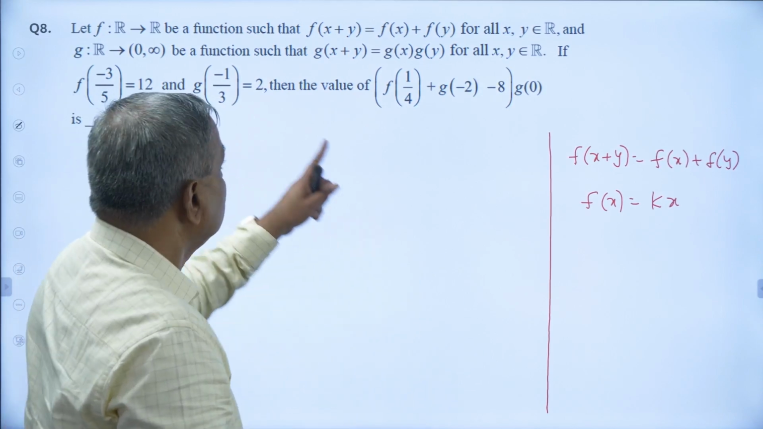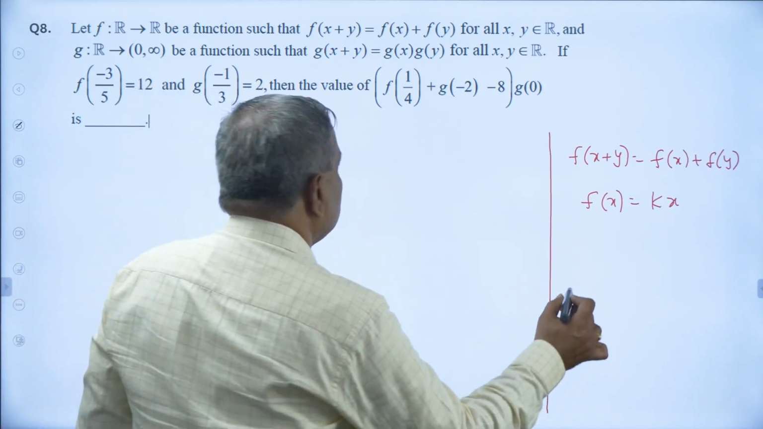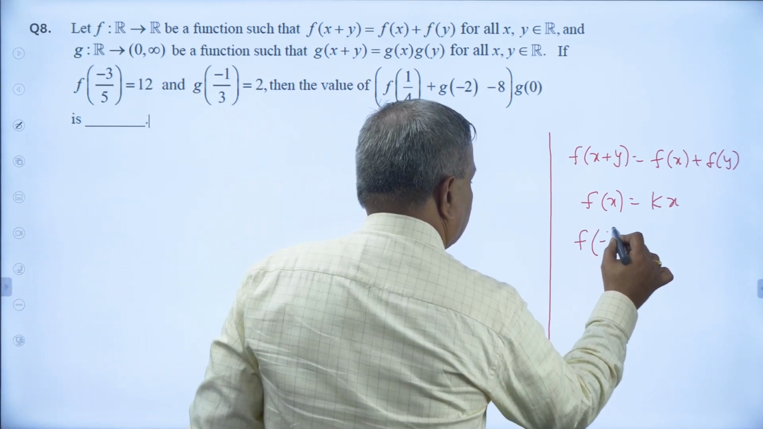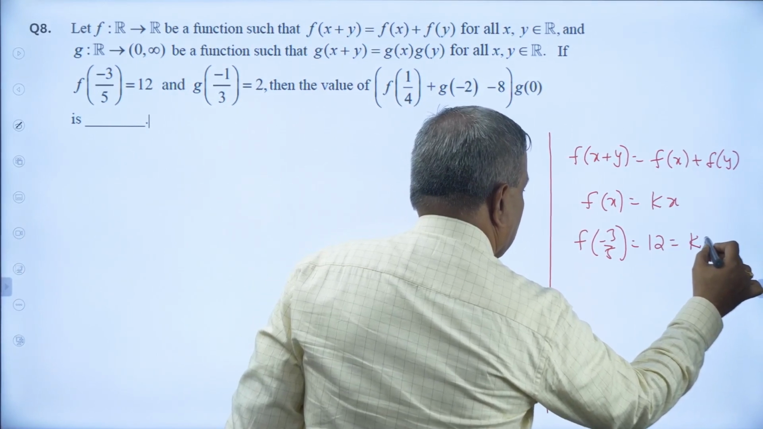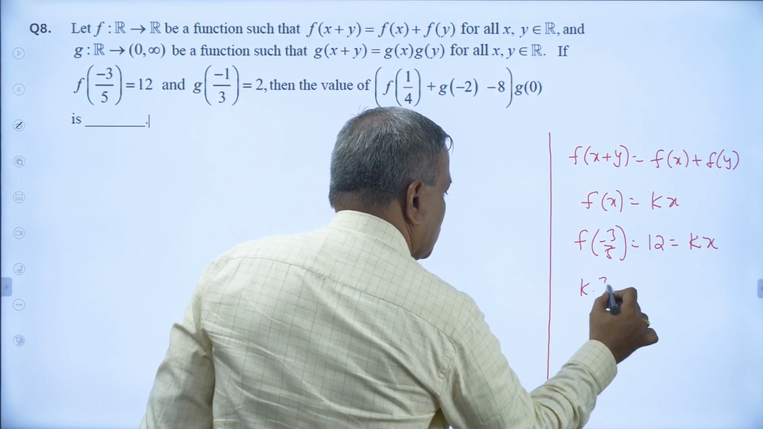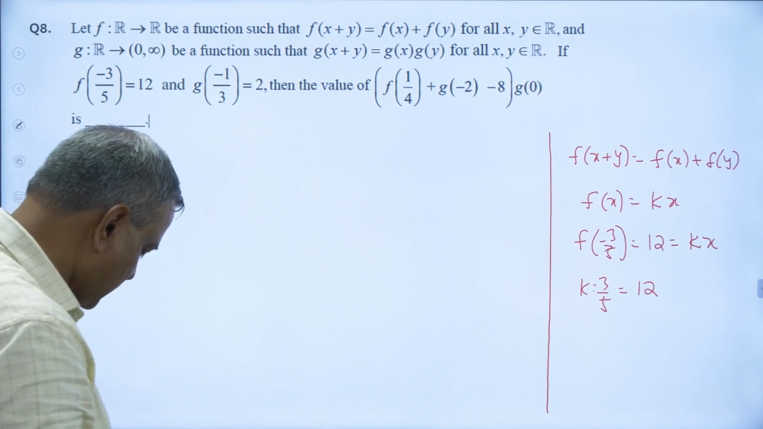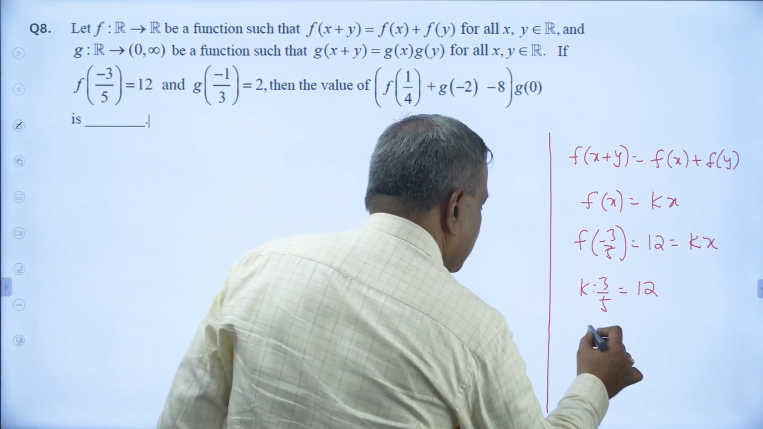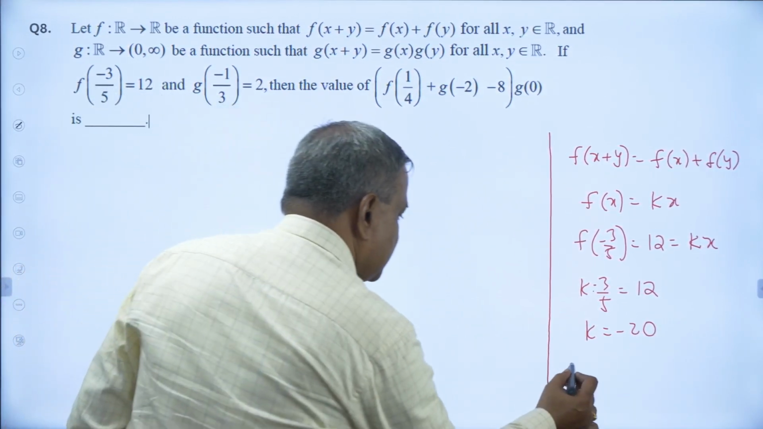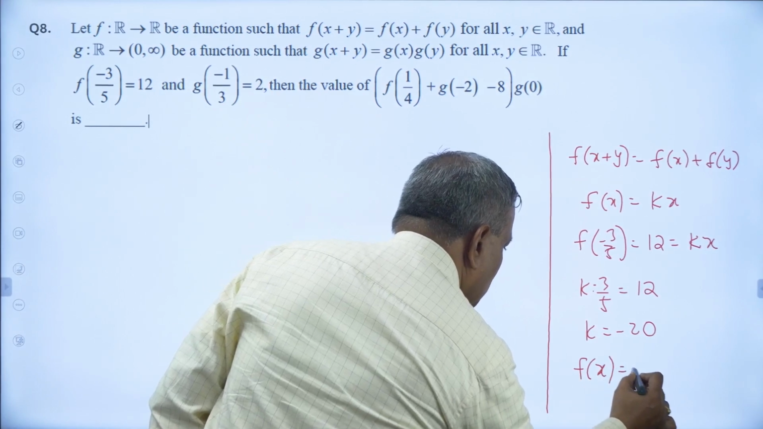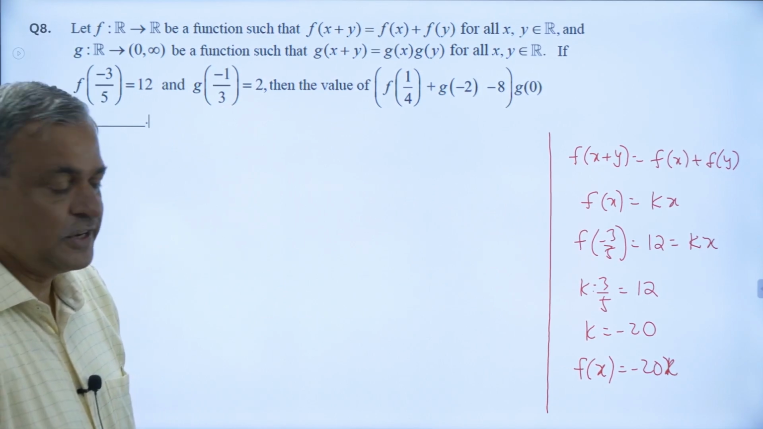Okay. So, I have read the first question, put the condition. f(minus 3 by 5) is 12. So f(minus 3 by 5) is equal to 12, which is k into minus 3 by 5 in kx. So k into minus 3 by 5 is equal to 12. Correct? So what we get from this? k equal to minus 20. What is the function then? f(x) is equal to minus 20x, we got it.